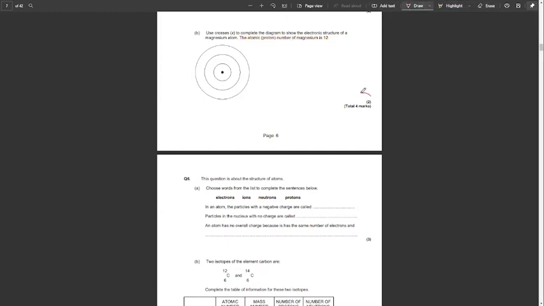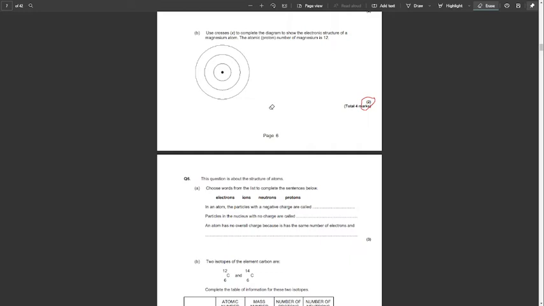Now it's asked you for 2 things, and you've got 3 shells. So the important thing that it's looking for here is the outside electrons and the inside electrons. You get 1 mark for the outside electrons and 1 mark for the inside electrons.